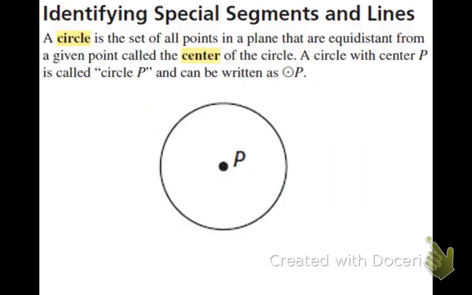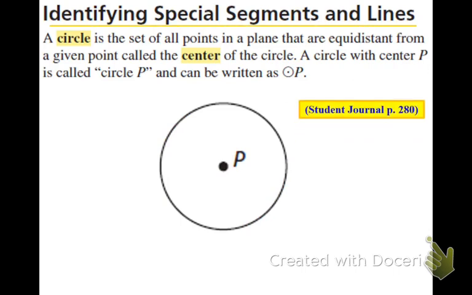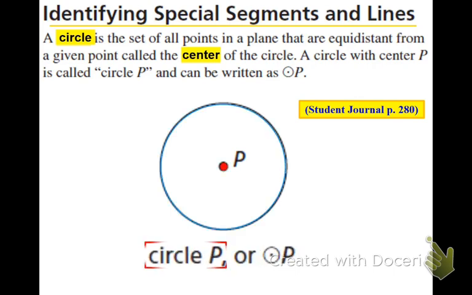Okay? Awesome. So first thing we want to talk about is a circle, how to name a circle. I would write it somewhere random or on the front of the notes. A circle is a set of all points in a plane that's equidistant from the center. So you name a circle by its center. So this one would be called circle P, or you could write it as a circle symbol and then a P. So I would write down, these are the 2 ways to name a circle: either with the word circle and then the center letter, or draw a circle and then the center letter.